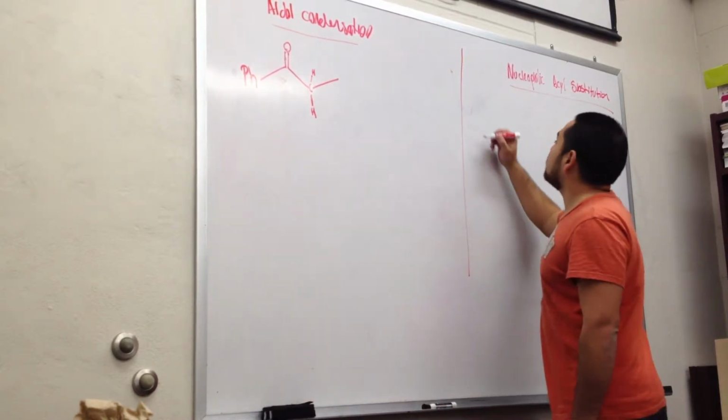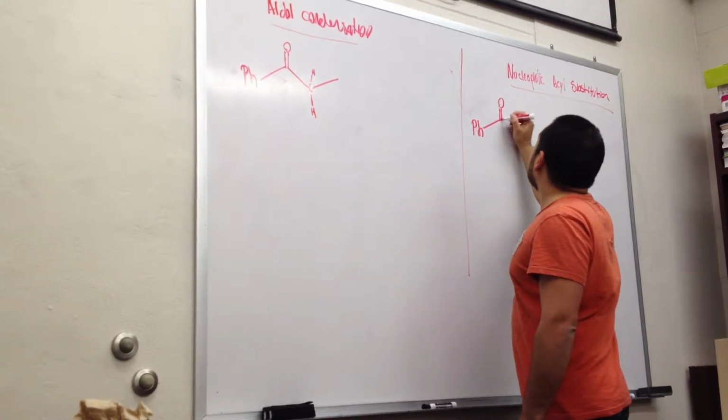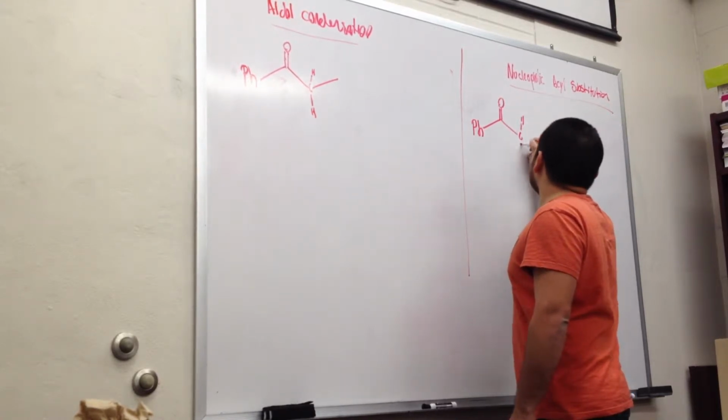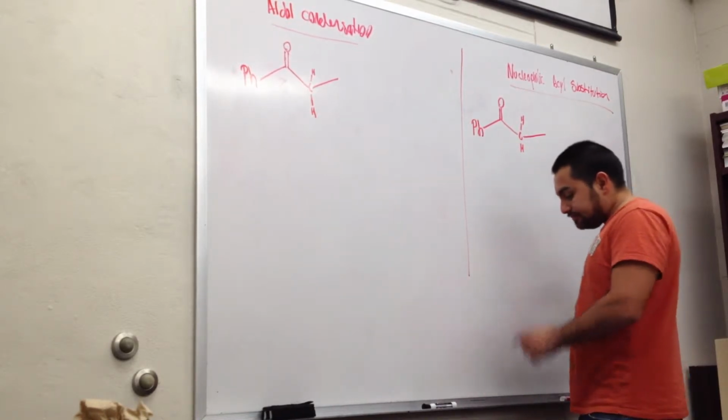And I will have exactly the same thing on this side. I'm going to have a phenyl group. It's going to go up to a carbonyl. Carbon is going to go down to a CH2, and then it's going to have a methyl group there.